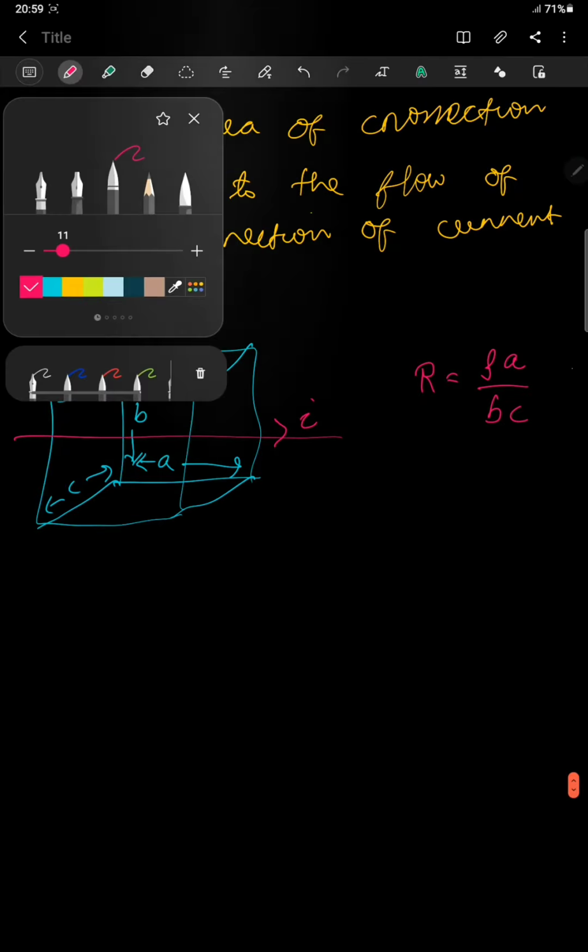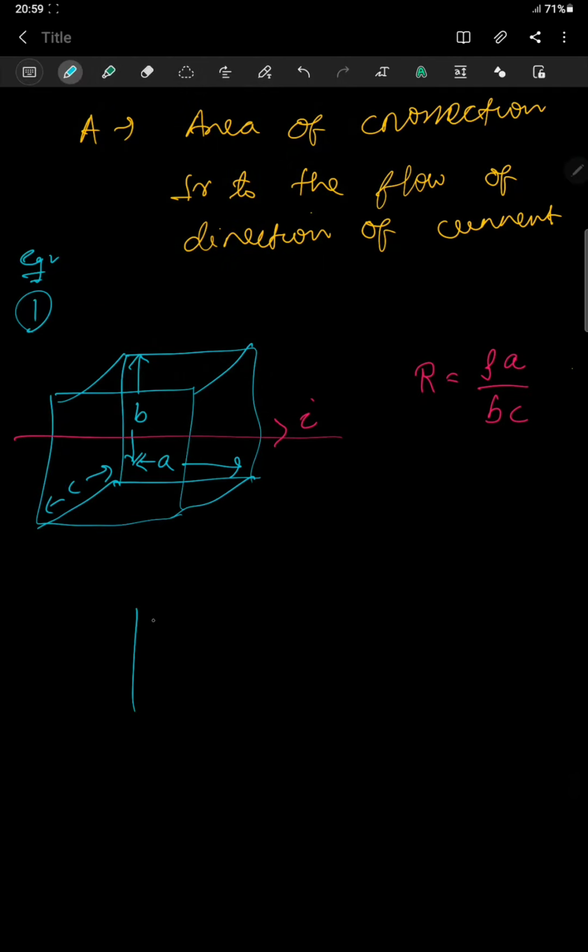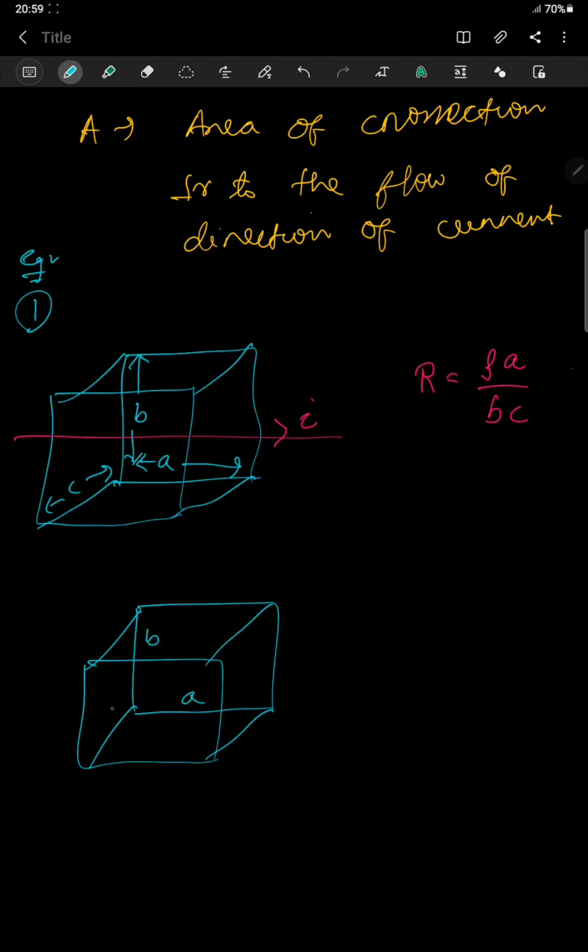Now for the second situation, again I will take this where the sides are A, B, C as in the previous one. The only difference is the current direction. I'll change the current direction and see whether the resistance changes or not. If the current direction is along this, R is equal to rho B by AC. Now suppose the current is into the plane of the paper, then R will be rho C by AB.